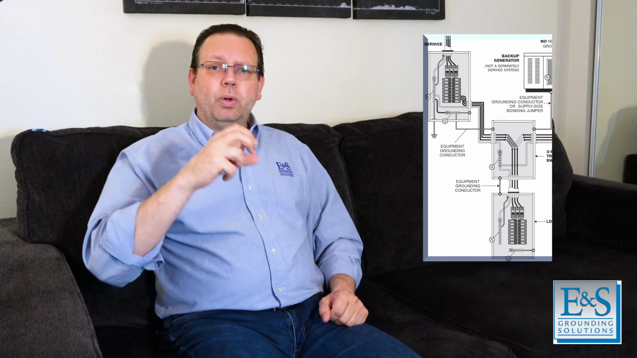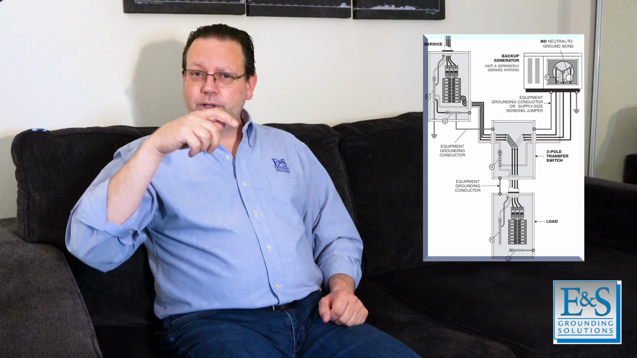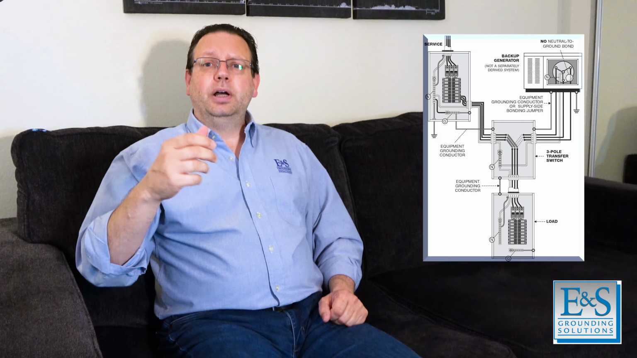The other place this happens oftentimes is when you put in an automatic transfer switch. You have 3-pole and 4-pole transfer switches. In one case, the 4-pole, you need a neutral ground bond in the generator, but in a 3-pole, you do not. They get that mixed up, and now all of a sudden you have, again, neutral currents traveling back on the ground system.